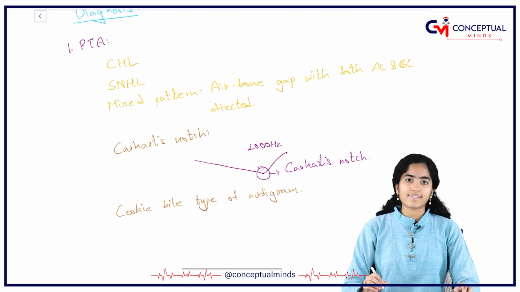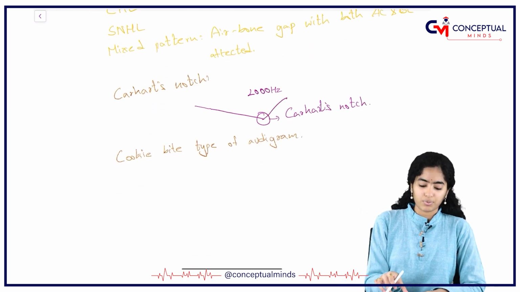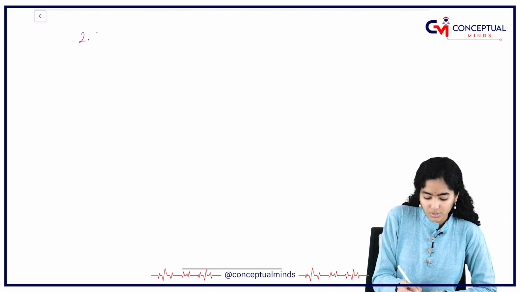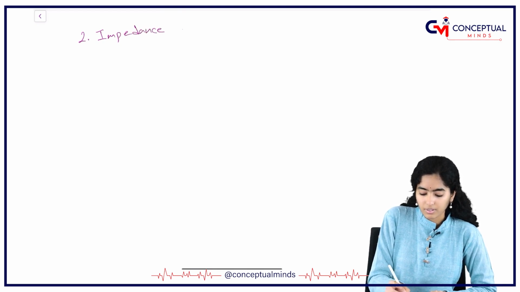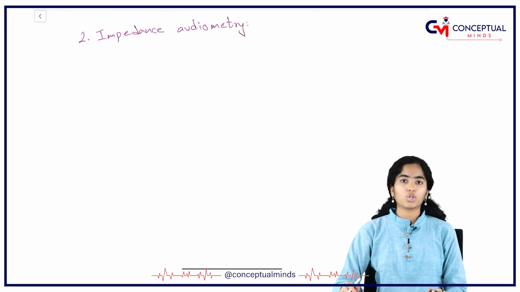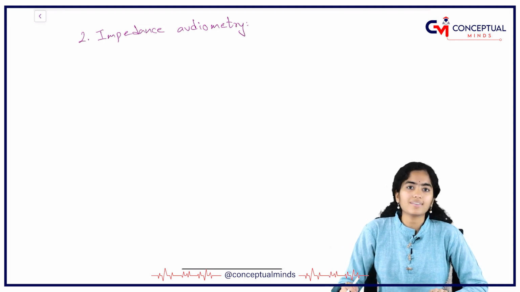These are the changes seen in pure tone audiometry. And the next test that we perform after pure tone audiometry is impedance audiometry. In impedance audiometry, what are we measuring? The compliance of the tympano-ossicular system.